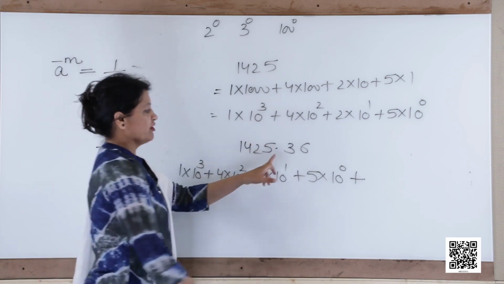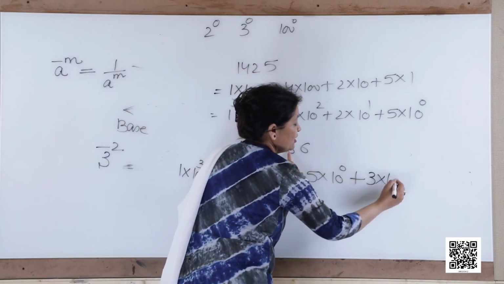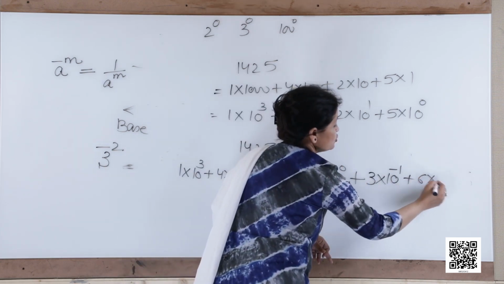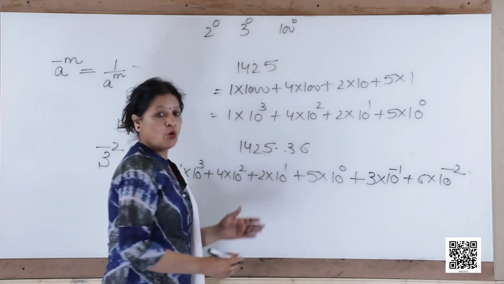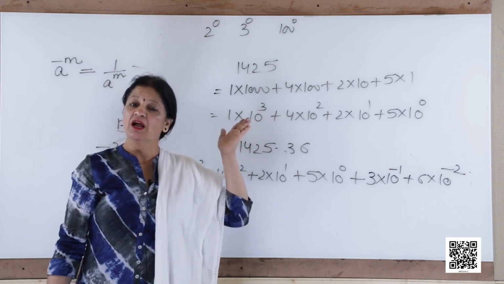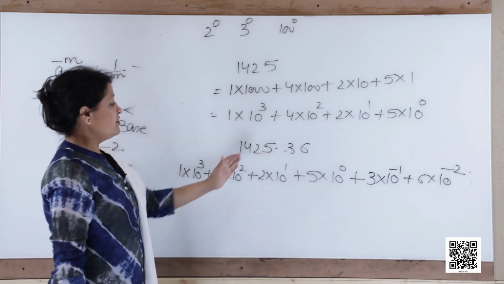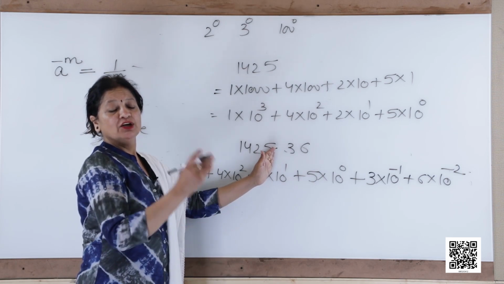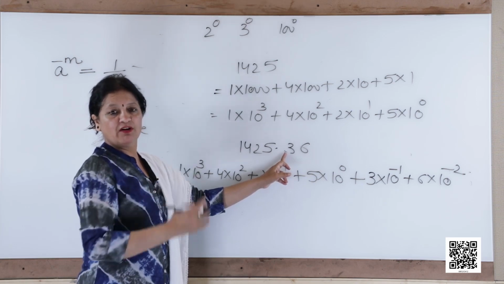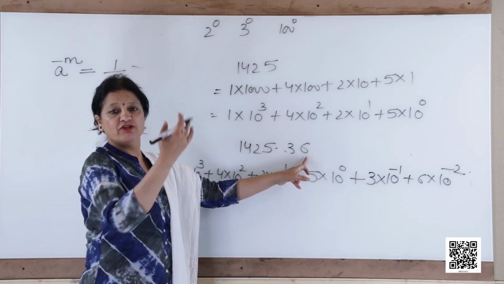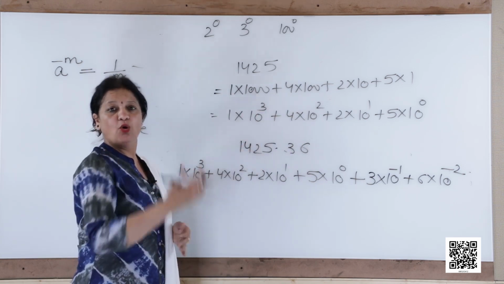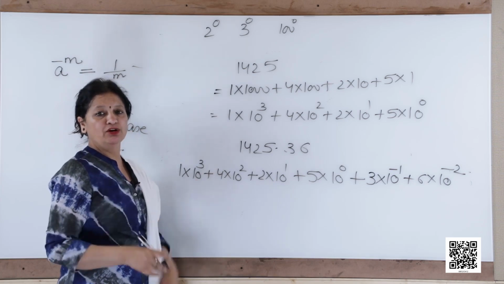That means what will we write? 3 into 10 raised to the power minus 1 plus 6 into 10 raised to the power minus 2. If one more number is there, then that number into 10 raised to the power minus 3, and so on. So whenever a decimal is there, after the decimal your exponents will always be negative. With the first number, 10 raised to the power minus 1, with the second number 10 raised to the power minus 2, with the third number 10 raised to the power minus 3, and so on. Let's take one more example, then we'll move further.